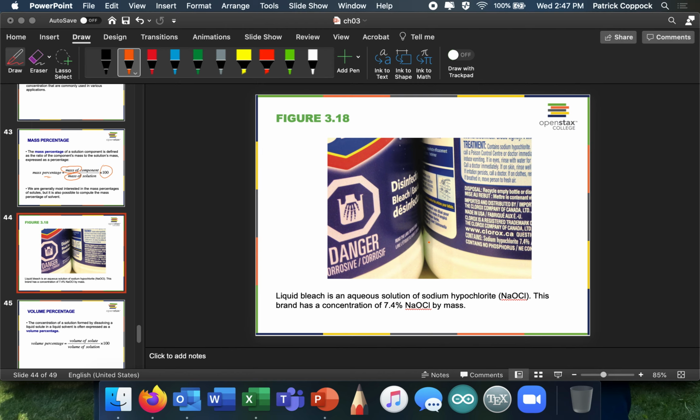If you look at bleach, I guess this is Clorox, you would see that bleach is 7.4% sodium hypochlorite. Sodium hypochlorite is a base, not a very strong base, but a base. Sodium hypochlorite is what bleach is, and it's 7.4% by mass. That means we have 7.4 grams of sodium hypochlorite per 100 grams of bleach solution. That's what the 7.4% by mass means.